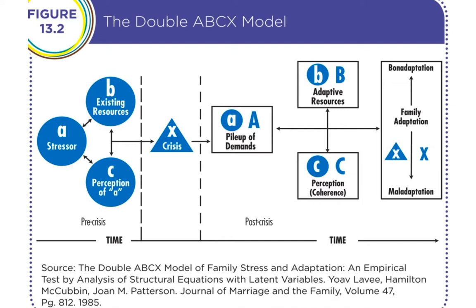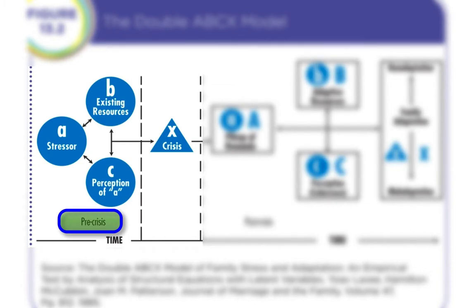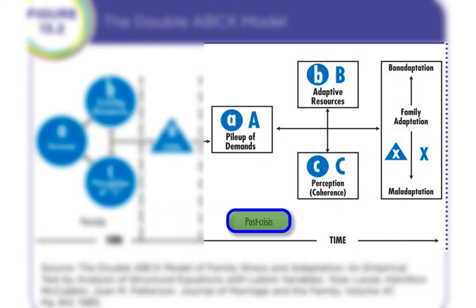And then there's the ambiguity. The situation within the family or within the society may not be clear. And so you have the typical ABC and X as the pre-crisis. And then the post-crisis would be the pileup of additional demands in conjunction with any adaptive resources that may be available to the family, and again, their perception of this experience.